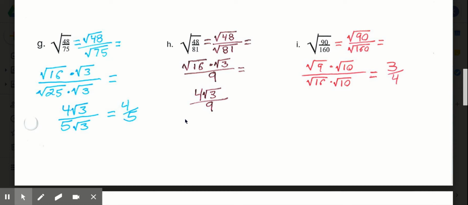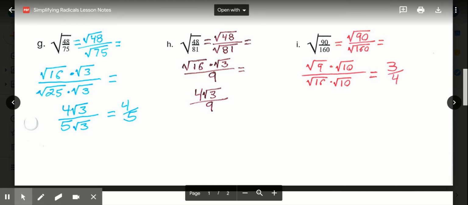Then we want to look for perfect square factors. So for 48, it's 16 times 3. For 75, it's 25 times 3. 16 and 25 are perfect squares. So when we simplify top and bottom, 4 square root of 3 over 5 square root of 3. The square roots of 3 cancel, so we are left with just 4 over 5.